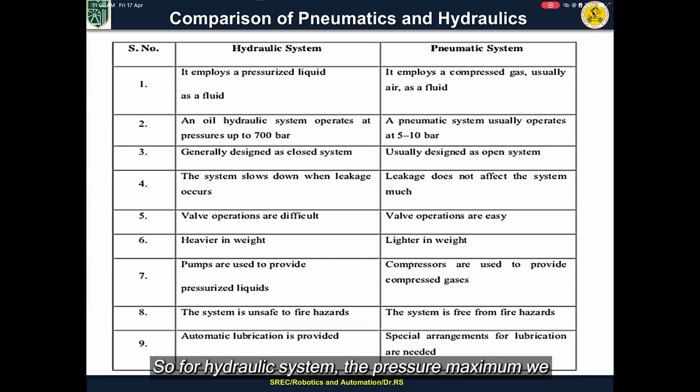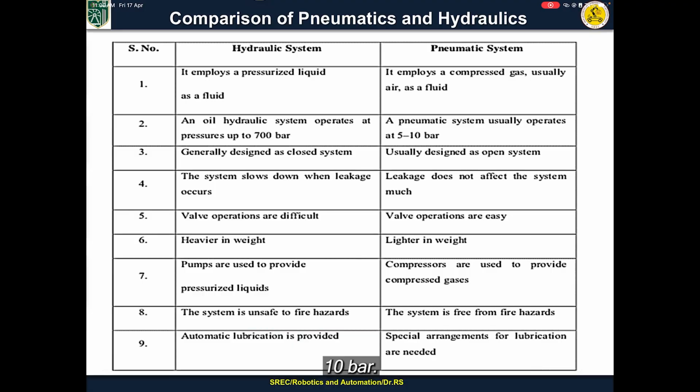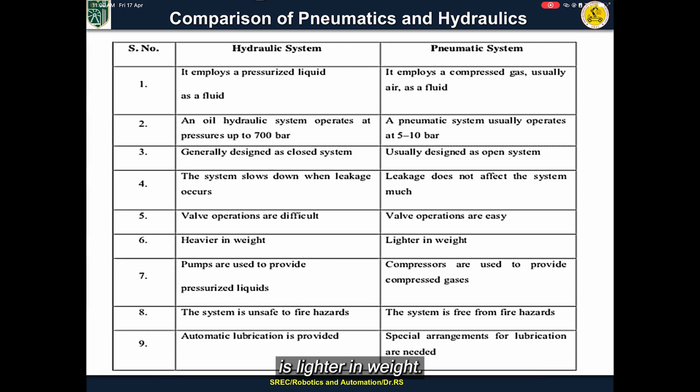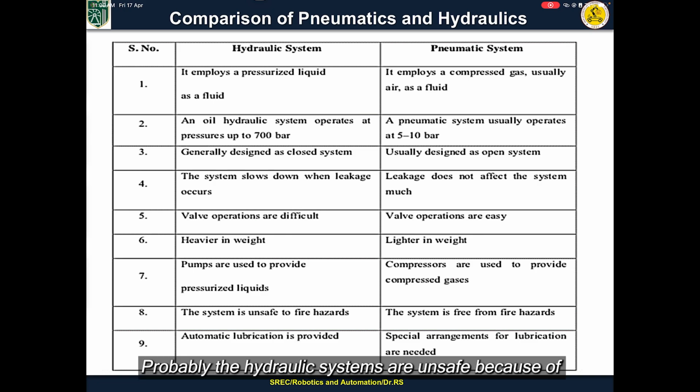For a hydraulic system, the maximum pressure we can go up to is 700 bar. For a pneumatic system, the maximum pressure is 10 bar. In terms of application, hydraulics is heavier in weight, while pneumatics is lighter in weight. Probably hydraulic systems are unsafe because of fire hazards, whereas a pneumatic system is free from fire hazards. In hydraulic systems, leakage and lubrication are always difficult and challenging, whereas in pneumatics there are no such problems, and we can easily operate the system.